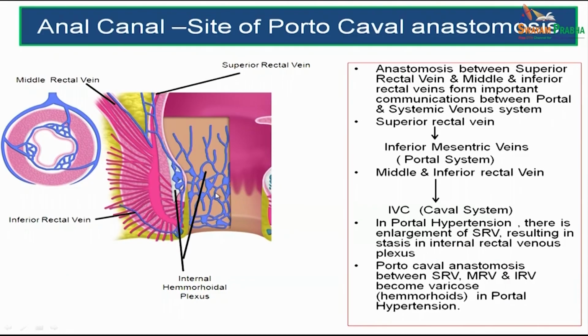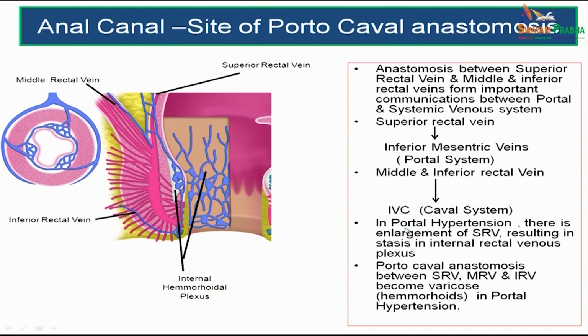As I have already mentioned, anal canal is an important site of portocaval anastomosis. We have already seen superior rectal vein, middle rectal vein and inferior rectal vein anastomose in the anal canal. This is because the superior rectal vein drains into inferior mesenteric vein, that is the portal system. The middle and inferior rectal veins drain into iliac veins, finally into IVC, that is the caval system. So, the anal canal is a site of portocaval anastomosis, superior rectal vein anastomosing with the middle and inferior rectal veins.